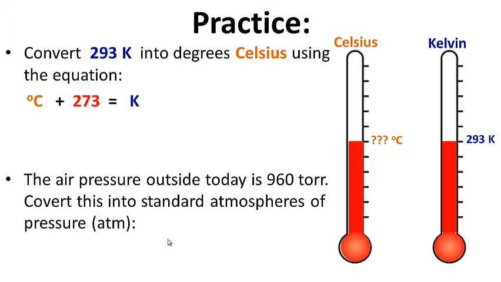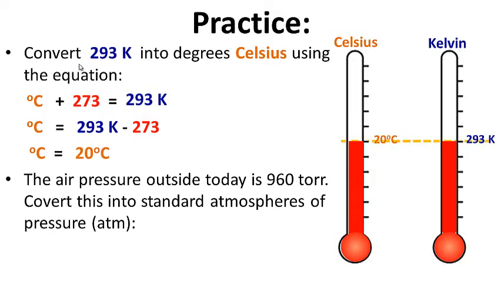Okay, so notice this equation here. Degrees Celsius plus 273 is equal to degrees Kelvin. So we're given degrees Kelvin here. Just substitute our value into our equation and solve for degrees Celsius. And we get 293 Kelvin is equal to 20 degrees Celsius. So 293 on the Kelvin scale is equal to 20 degrees Celsius here.